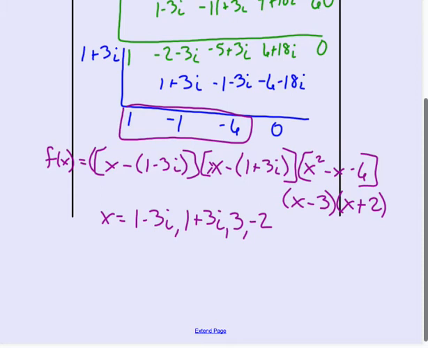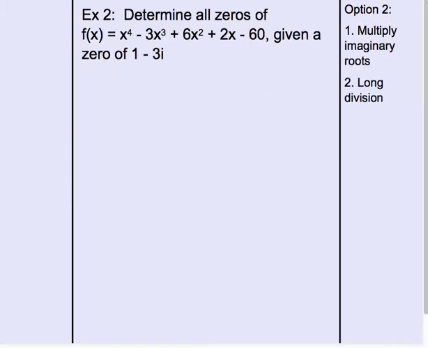So notice this was option 1. Some of you may prefer the synthetic division. Yes, that first piece takes a little bit of work, but once you get that first piece done, the second synthetic division goes fairly quickly, and then you can do T-chart or other factoring methods.